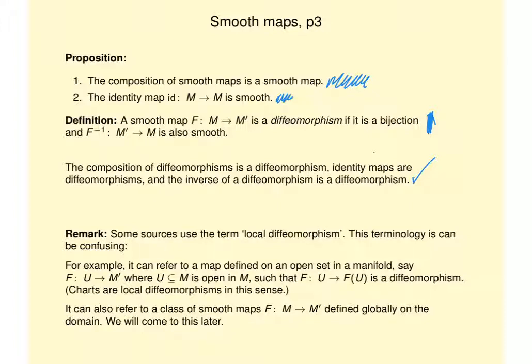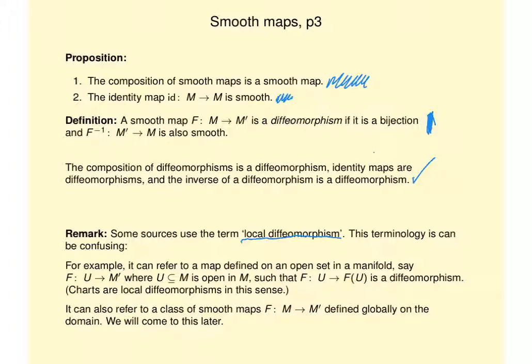Okay, one last point. There's a piece of terminology, local diffeomorphism, and this is used in two slightly different senses. First of all, it can mean that you've got two manifolds and you've got an open set in each of them, and you've got a diffeomorphism from one open set to the other open set. And that's a perfectly good interpretation of the words local diffeomorphism. And for example, charts, as we've defined them, are local diffeomorphisms in this sense.